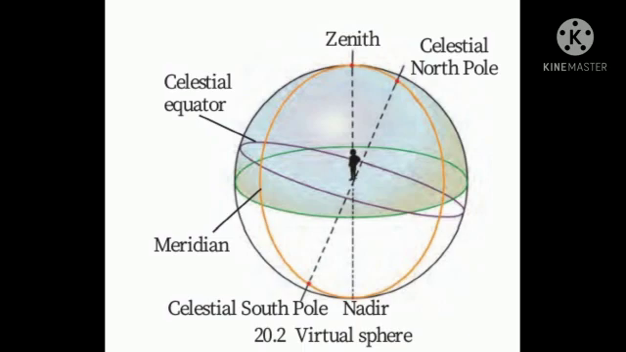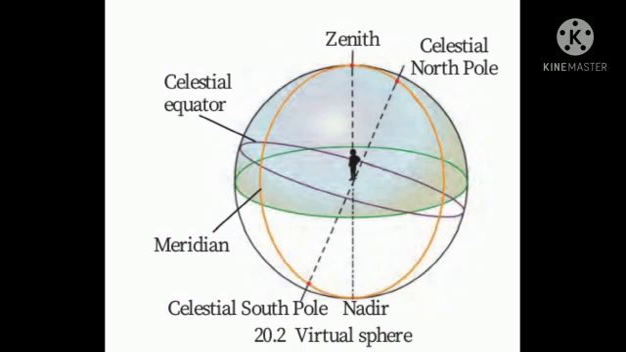Celestial poles. If the axis of rotation of Earth is extended in the north and south direction, it penetrates the celestial sphere at points called the celestial north pole and celestial south pole respectively. Meridian. The great astronomical circle which passes through both the celestial poles and the observer's zenith and nadir is called the meridian.